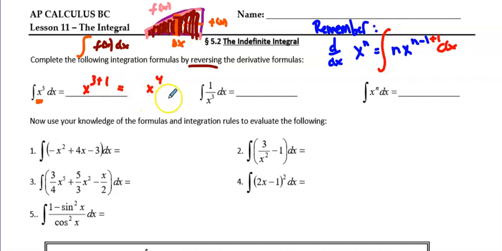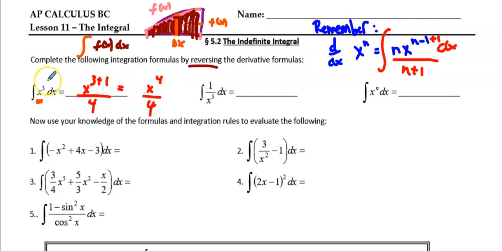We have to do a little more than that, because if I take the derivative of x to the fourth, I get 4x cubed. I have a 4 here that I don't want, since there's no 4 in the original. So what I need to do is divide. Most people think you divide by n, but that's not what I want, because n is actually 3. Instead I divide by the new exponent, n plus 1, which is 4.